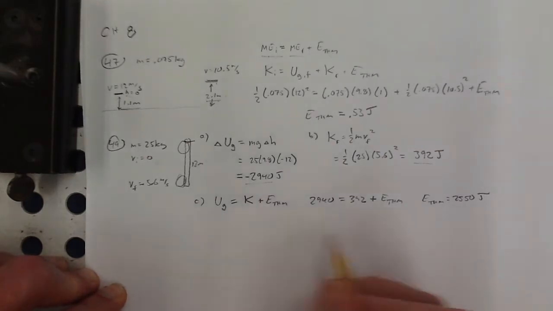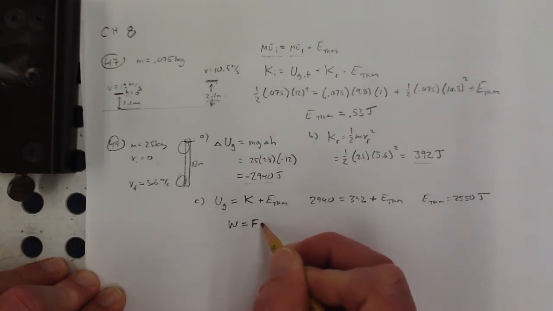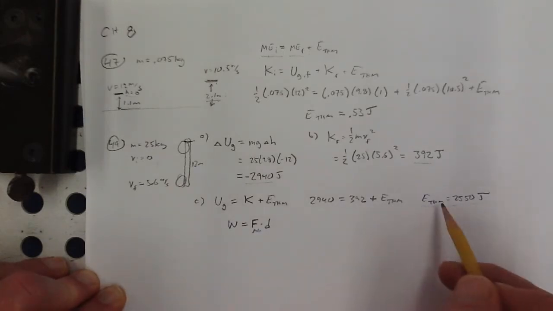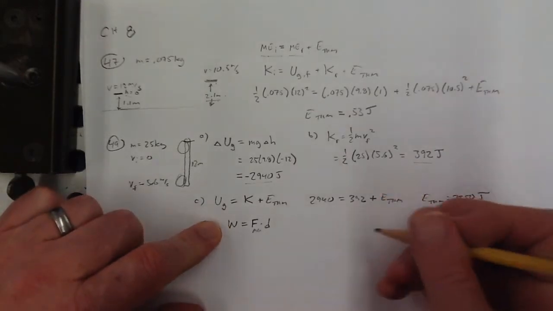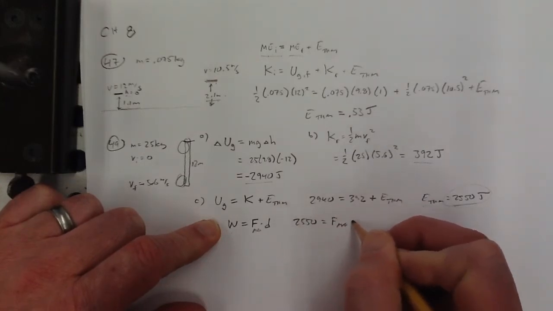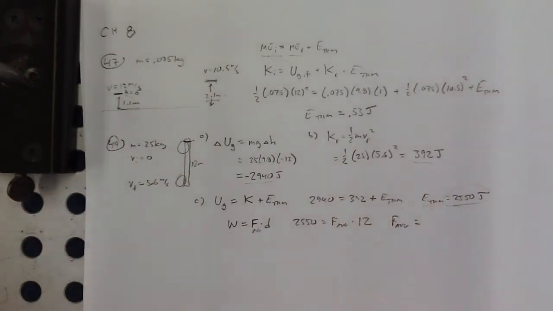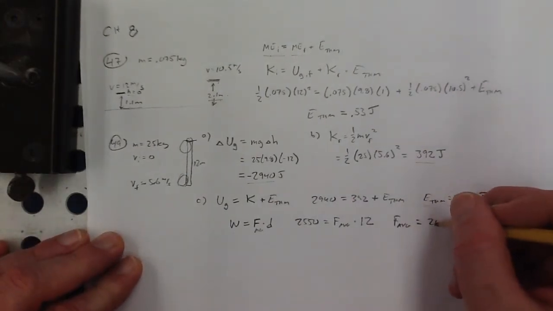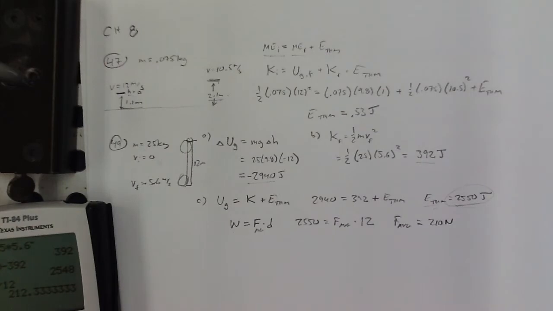And then the frictional force, well, the work done by friction is equal to force times distance, this average force. So that's the idea. If the friction is going to tap this much energy out of the system, that's work done by that friction force. So 2,550 is equal to the average frictional force times that distance. So about 210 newtons of bear on pole friction.